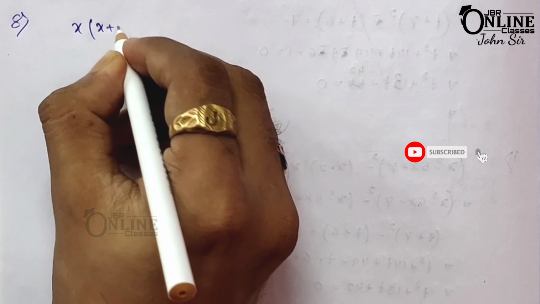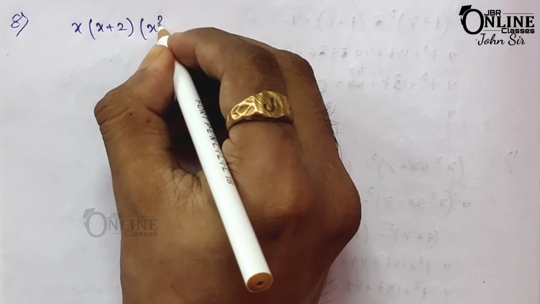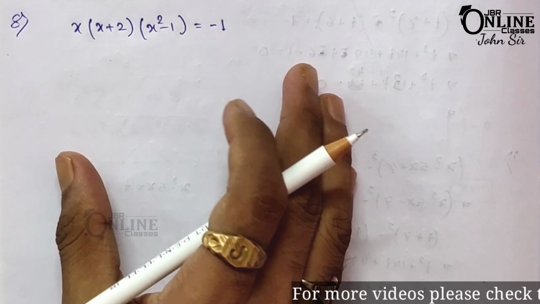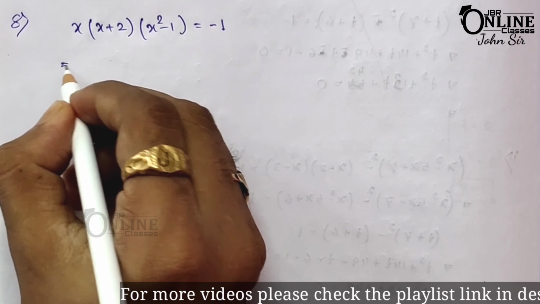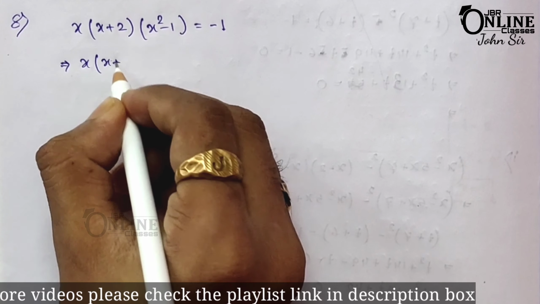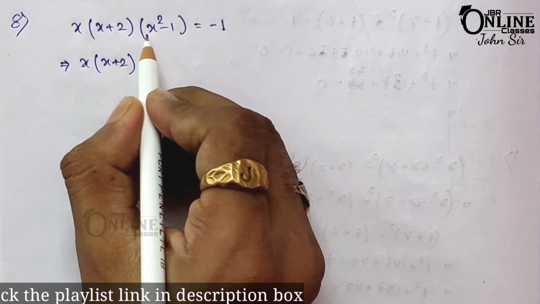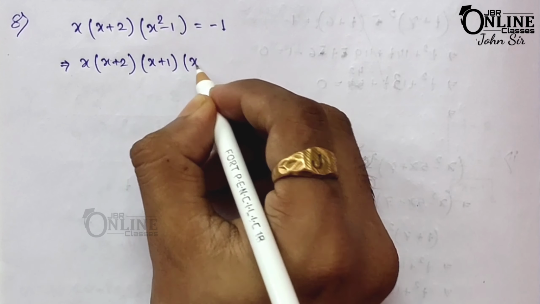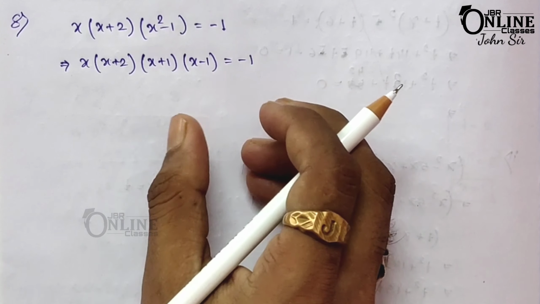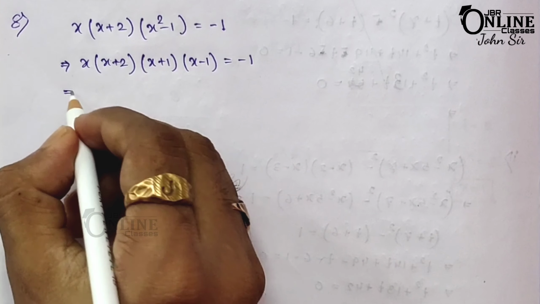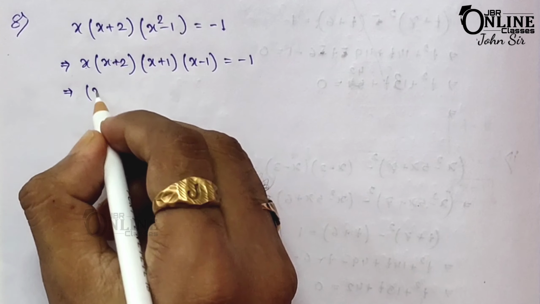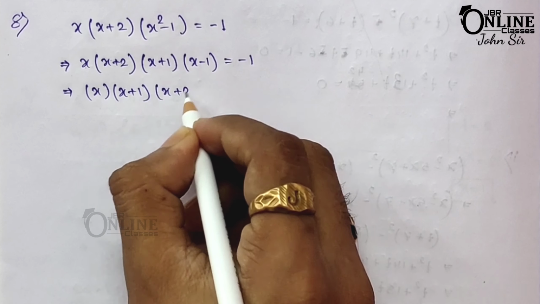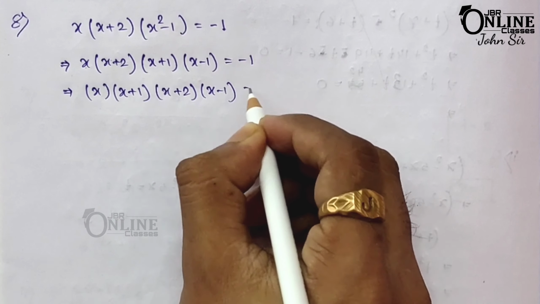x into x plus 2 and here x square minus 1 that equal to minus 1, and you have to solve this equation. So first here x into x plus 2, and according to the formula of x square minus 1 square, you know that it will be x plus 1 into x minus 1 that equal to minus 1. Now you have to make a pair. So first you have x into x plus 1, then multiply x plus 2 into x minus 1.